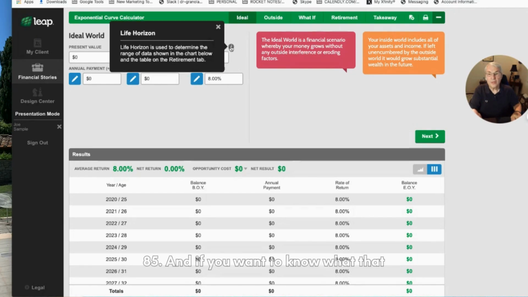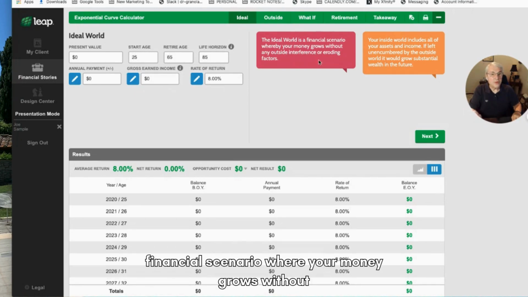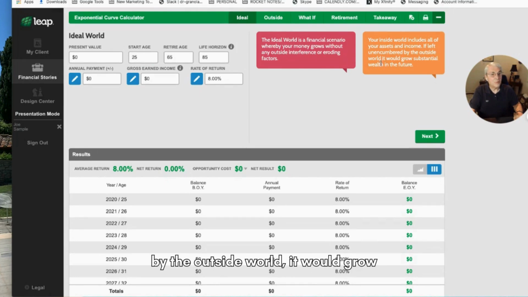And if you want to know what that is, a life horizon is used to determine the range of data shown in the chart below and the table on the retirement tab. The ideal world is a financial scenario where your money grows without any outside interference or eroding factors. Your inside world includes all of your assets and income. If left unencumbered by the outside world, it would grow into substantial wealth in the future. So let's take a look at that.